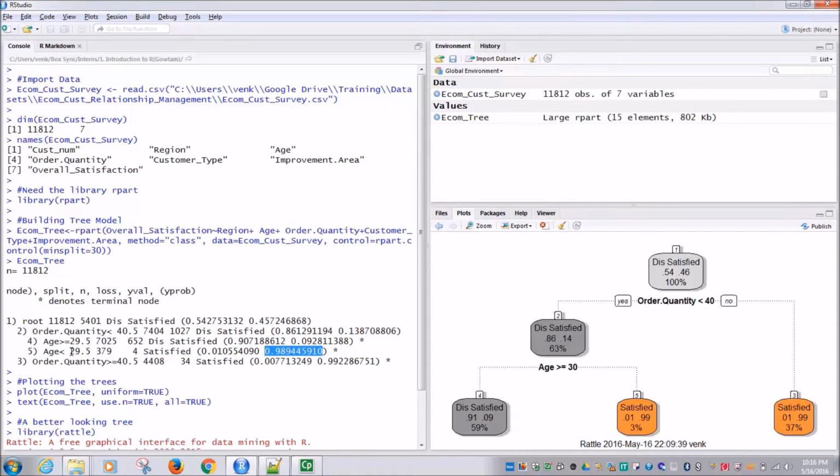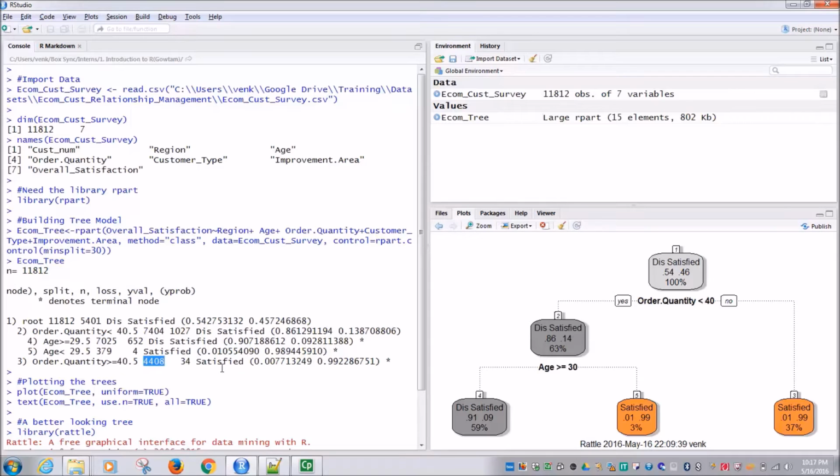Again, when you go back to the last node, the first one is node 3, and the split is order quantity more than 40.5. This is yes, this is no. So order quantity more than 40.5, 4400 customers are there, that is the n size of this one. 4400 out of 11812 is around 37%. You can calculate that. Out of the overall population, what is the size of this particular node? People who have ordered more than 40.5, how many such guys are there? Around 4400 guys.